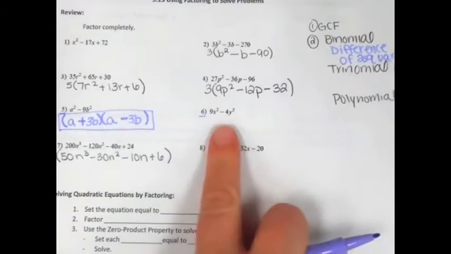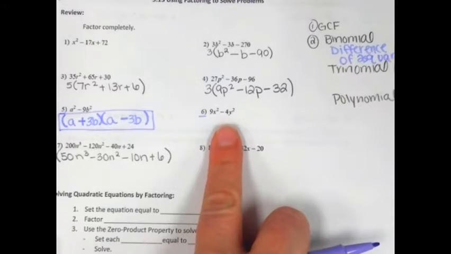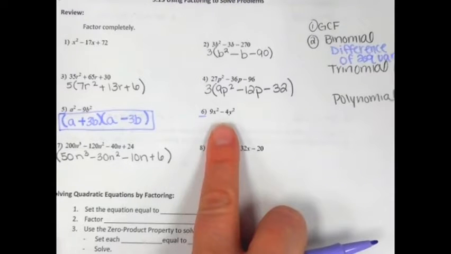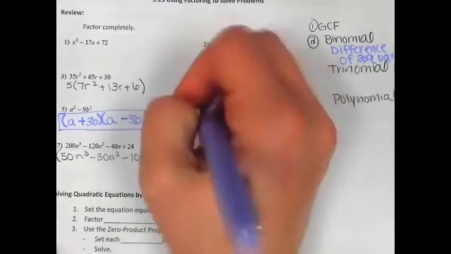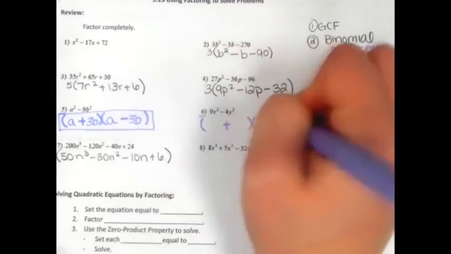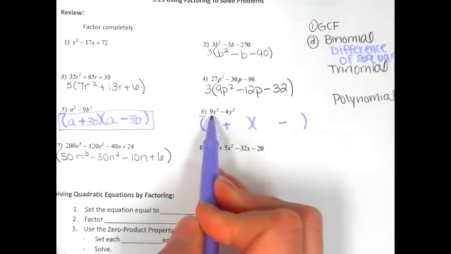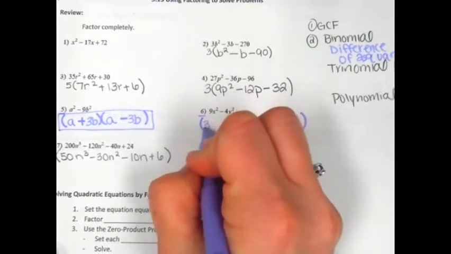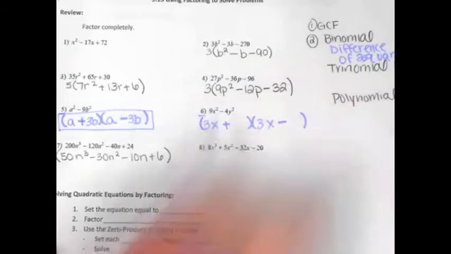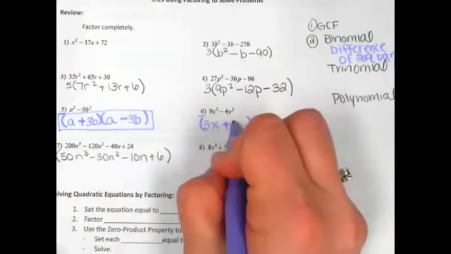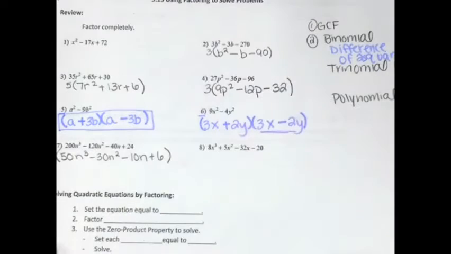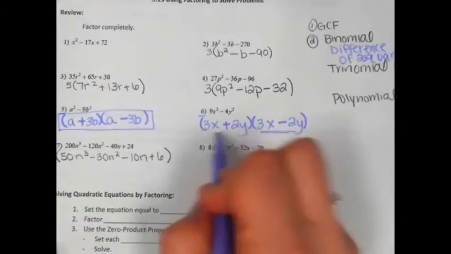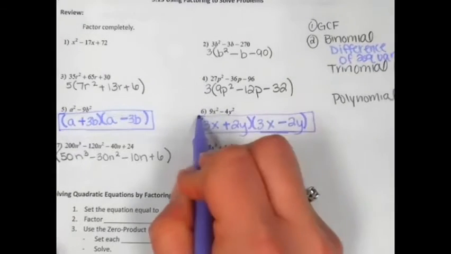Okay. Number 6, do we have a difference of 2 squares? I think we do, right? Difference, minus, and they're both perfect squares, correct? So let's do one plus, one minus. Square root of 9x squared, 3x. So that goes in the front. And the square root of 4y squared, 2y. And then always check again. Is 3x minus 2y a difference of 2 squares? No. So you're done. Good.